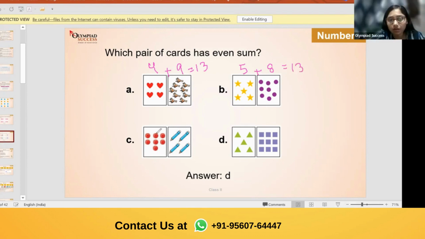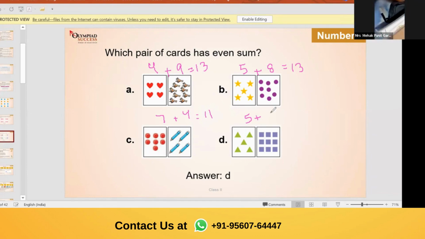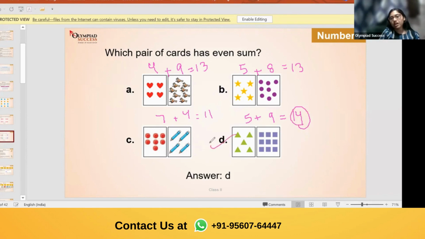How many balls are there? 7. Right? And how many pencils are there? 4. 7 plus 4? 11. Yeah. How many triangles are there? 5. And squares? 9. 9 plus 5? 14. So the sum is even, 14. So the right answer is D.